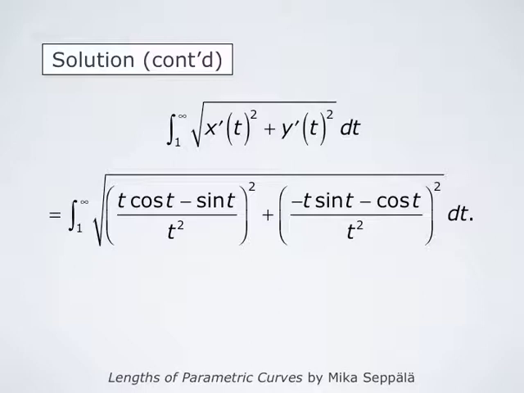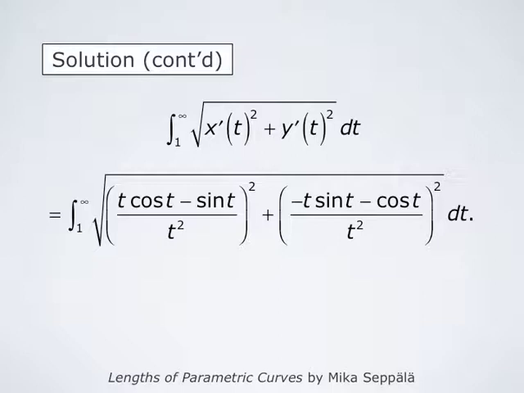We take the square root of the sum: t times cosine of t minus sine of t, divided by t squared, and that's squared, plus minus t times sine of t minus cosine of t, that divided by t squared, and that quotient squared. So we take the square root of this sum, we integrate from 1 to infinity with respect to t.